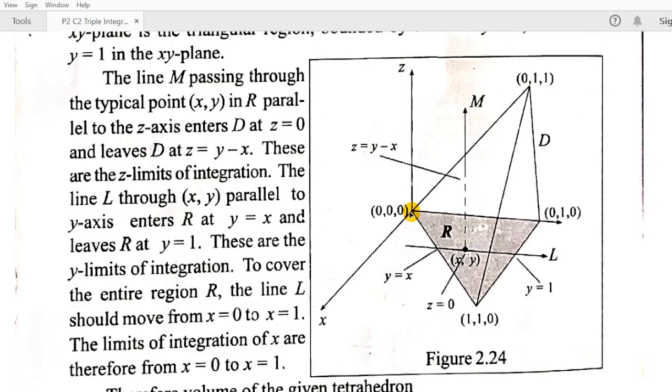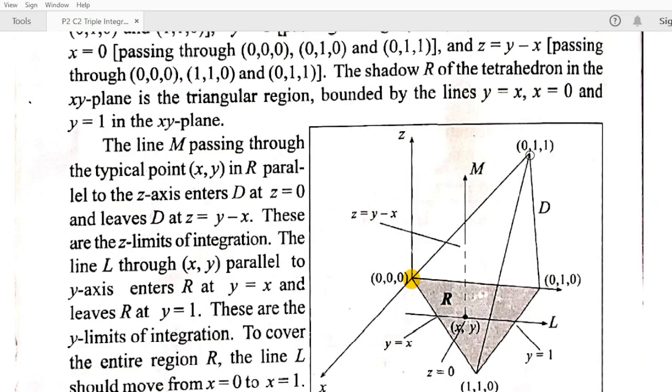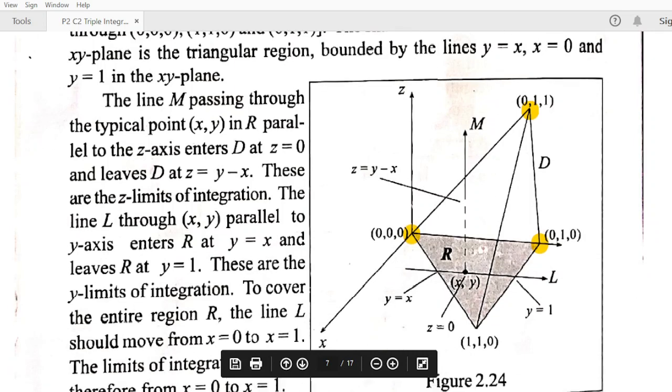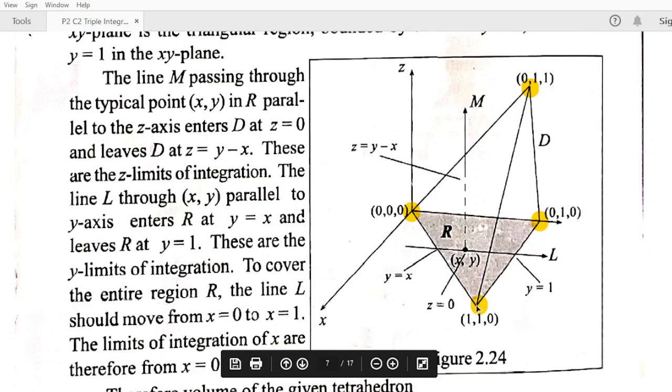If this is our origin, let this be the x-axis, this be the y-axis and this the z-axis. And suppose this point is 1 on the y-axis, this point is 1 on the x-axis and this point is 1 on the z-axis. Then we get that this particular point is 0, 1, 1. This particular point is 0, 1, 0 and this particular point is 1, 1, 0. So we know that these are the vertices of the tetrahedron.